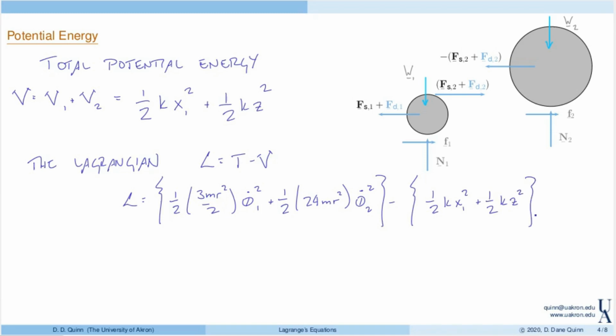Now, to apply Lagrange's equations, we need two independent generalized coordinates because it's a 2 degree of freedom system here. Notice that we actually have used 4 coordinates in this description of the Lagrangian. So I need to go through and basically just choose 2. Right? So let's choose x1 and x2.